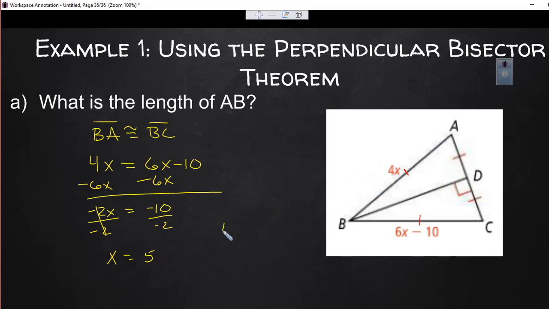So what is the length of AB? Well, we're going to plug it back in. So AB is equal to 4 times 5, and that's going to give us the length of AB is equal to 20. You could check it by plugging 5 into here. 5 times 6 is 30. 30 minus 10 is 20. So they are the same length.